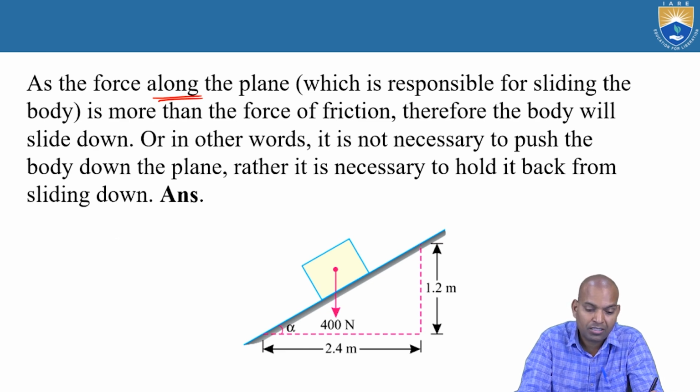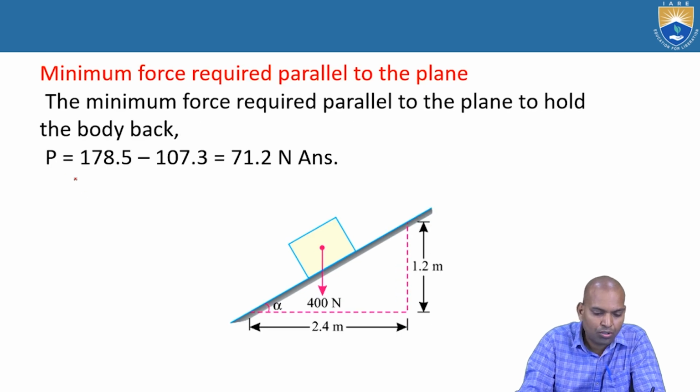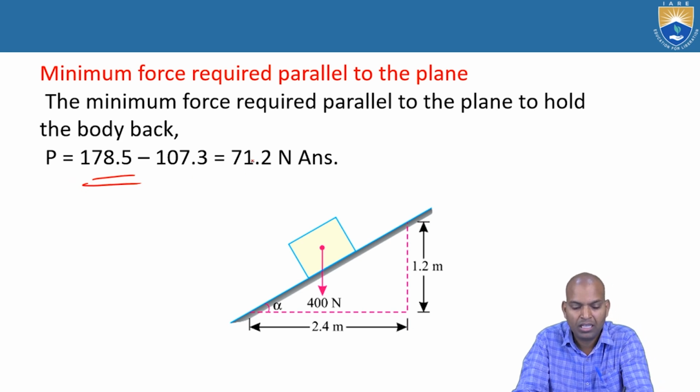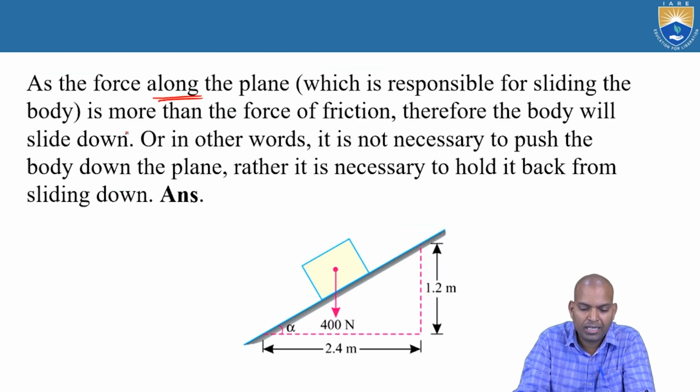Alright, because the force along the plane is already larger than the force of friction. Now, what about the minimum force required parallel to the plane? That is the difference between 178.5 and 107.3, that is 71.2 newtons. Okay, do you understand here?